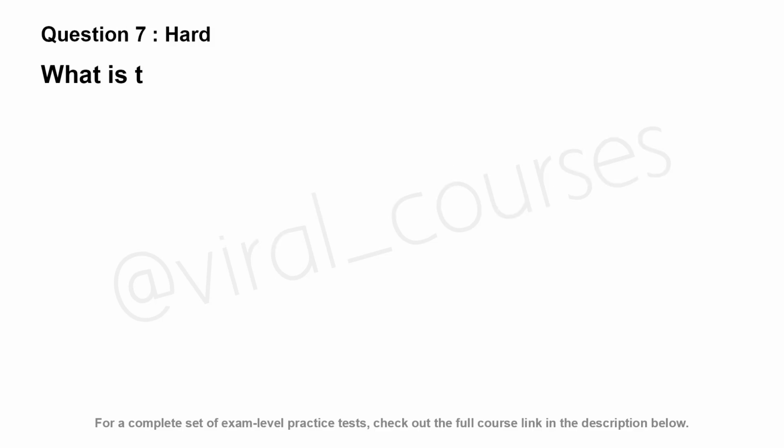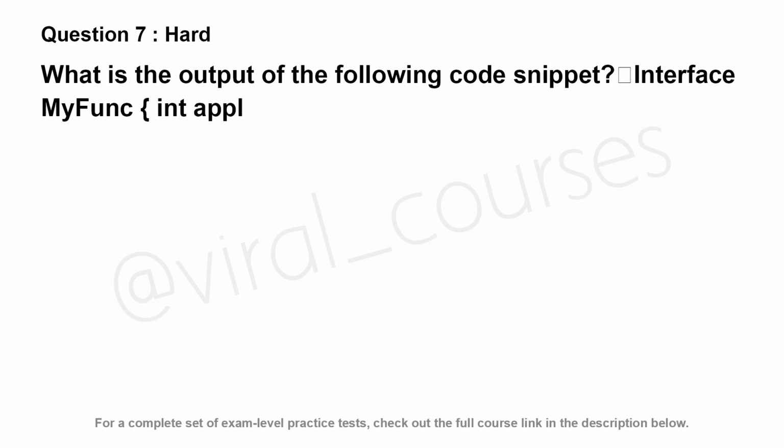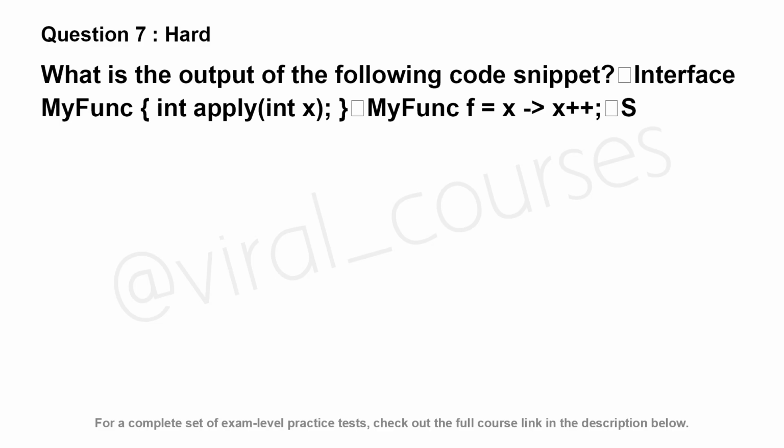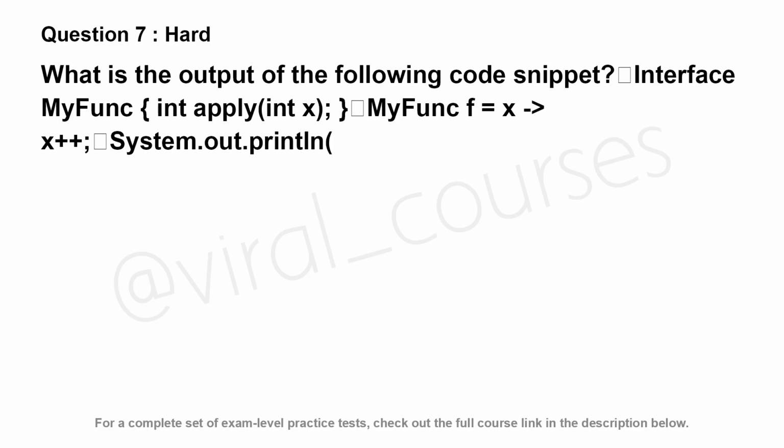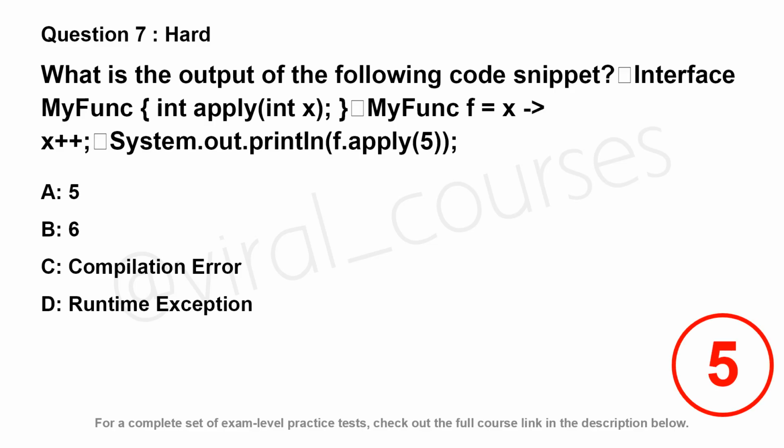What is the output of the following code snippet? interface MyFunc { int apply(int x); } MyFunc f = x -> x++; System.out.println(f.apply(5)); Option A, 5. Option B, 6. Option C, compilation error. Option D, runtime exception.